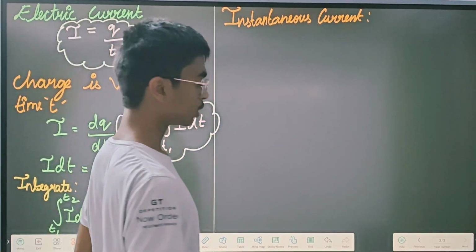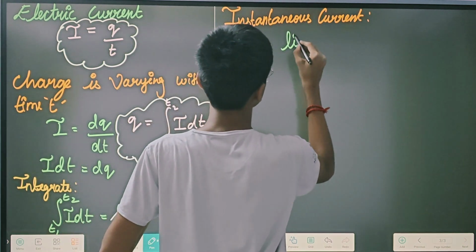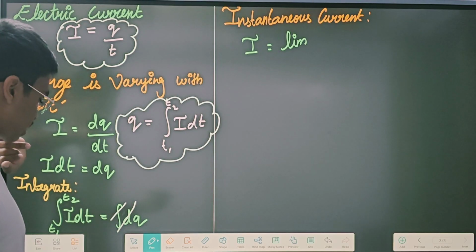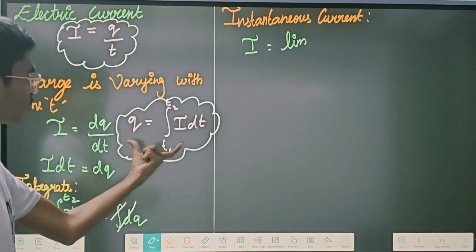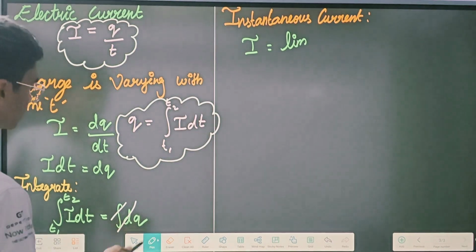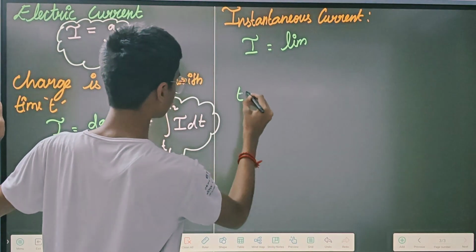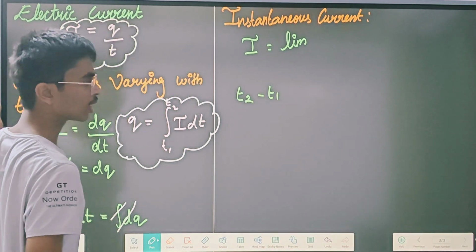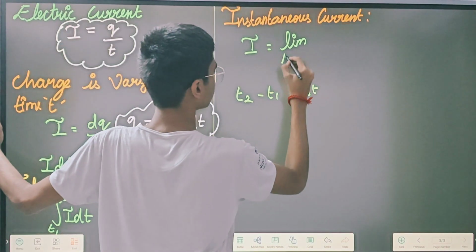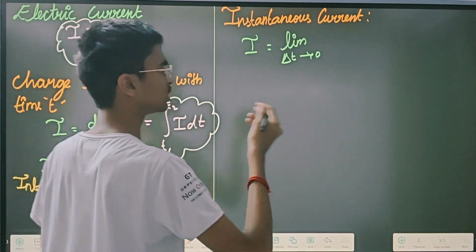Okay, so I is equal to limit. This is the formula, right? What is the denominator here? Here t is the denominator. So from here we will be taking t1 minus t2, this is the limit actually. Now this is the lower limit, this is the upper limit, right? So you can write here t2 minus t1, which is equal to delta t. So here the limit is going to be delta t tends to 0.